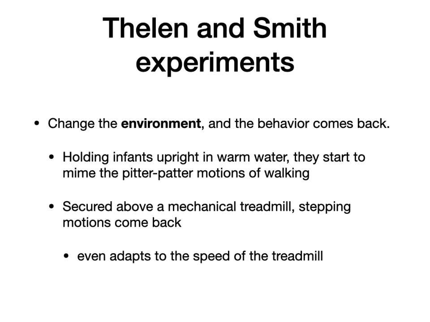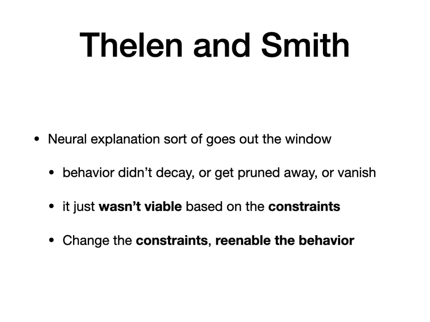And they can even adapt to the speed of the treadmill, which is crazy. You wouldn't think that just holding the baby up would allow them to walk. So, I mean, not walk. They're not supporting themselves, but that's the idea. So the neural explanation isn't really supported here. The behavior didn't decay or get pruned away or die off in a certain phase of neural development. It just didn't make any sense to do based on the constraints of the body and of the world. So when you change those constraints, the behavior comes back.